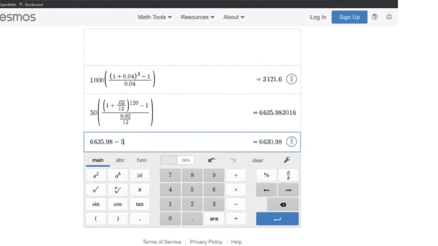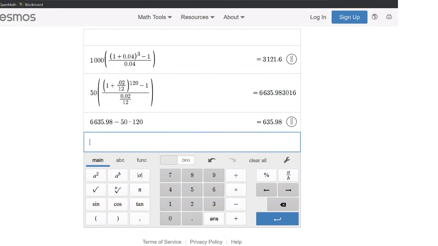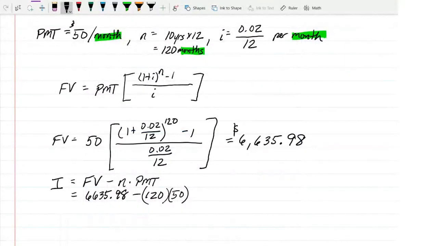Minus 50 times 120. It tells me the extra amount. This is the extra amount more than I put in, which is the interest amount, was $635.98. That's how much extra came from the interest. I put in 120 times 50. And that's $6,000, I think, if I've been doing my mental calculations correctly. The extra $635.98 came from interest. Right?